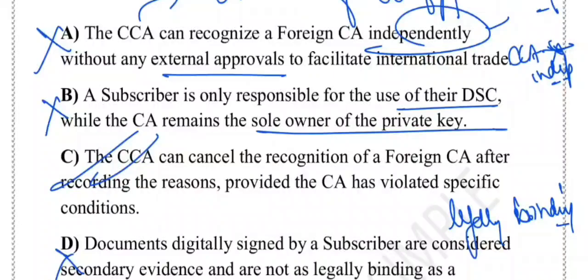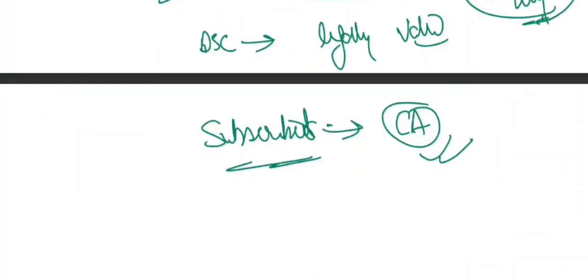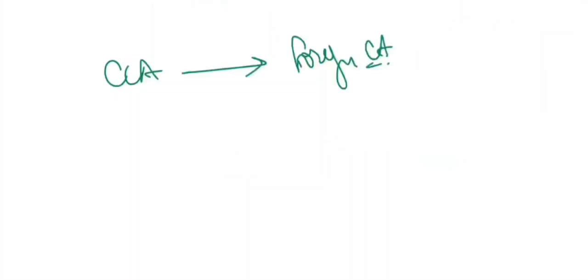100% accurate. So what happened? Foreign CA recognition, I told you. They are holding for recognition, and the CCA, the Controller of Certifying Authorities, can recognize a foreign CA, but recognition requires prior approval of the government. So they have to take the approval of the government.